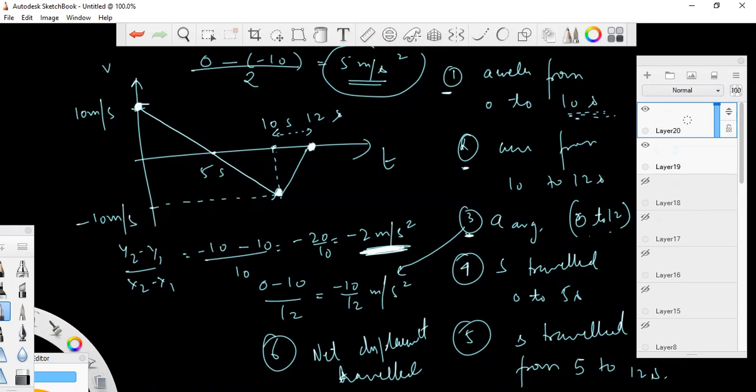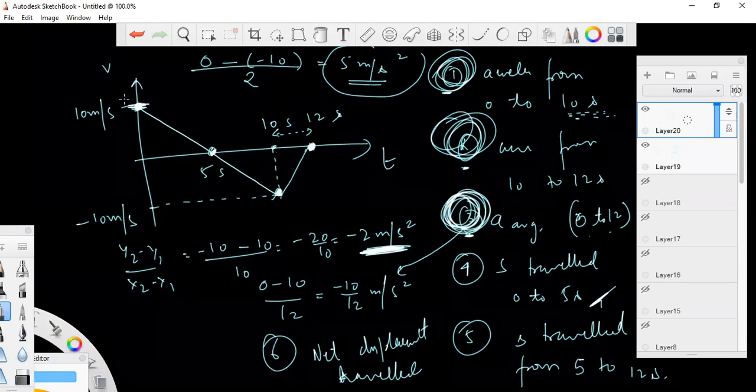Is that clear? These three things are clear to you or not? Yes, sir. Others, only one or two people are responding. Are you getting this? Yes, sir. Okay. The displacement traveled from 0 to 5. So 0 to 5, what is the displacement traveled? Using a VT graph, how do I find the displacement traveled? So it's the area under the graph. So basically this area, right? Yes, sir. What is this area? Half into base into height, half into 10 into 5, 25 meters.